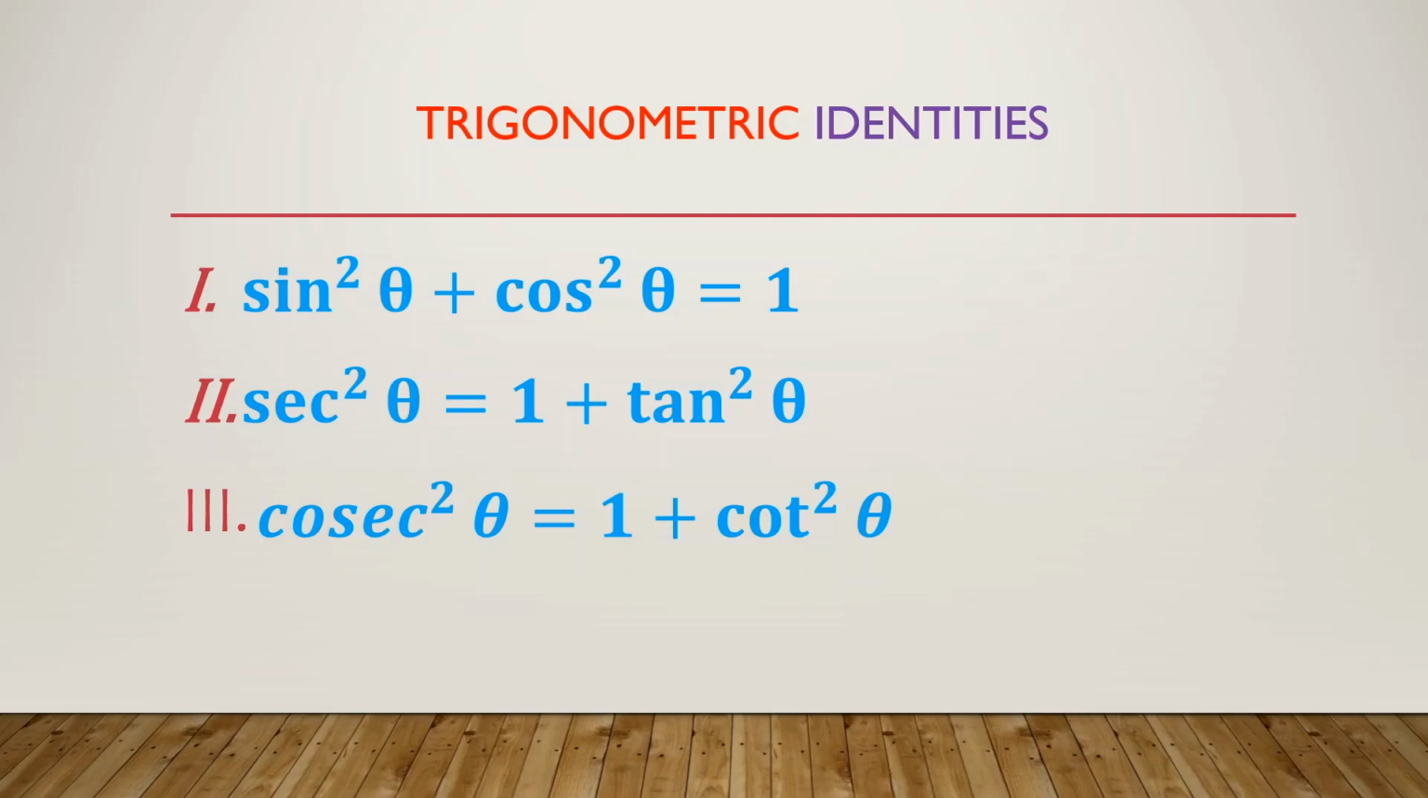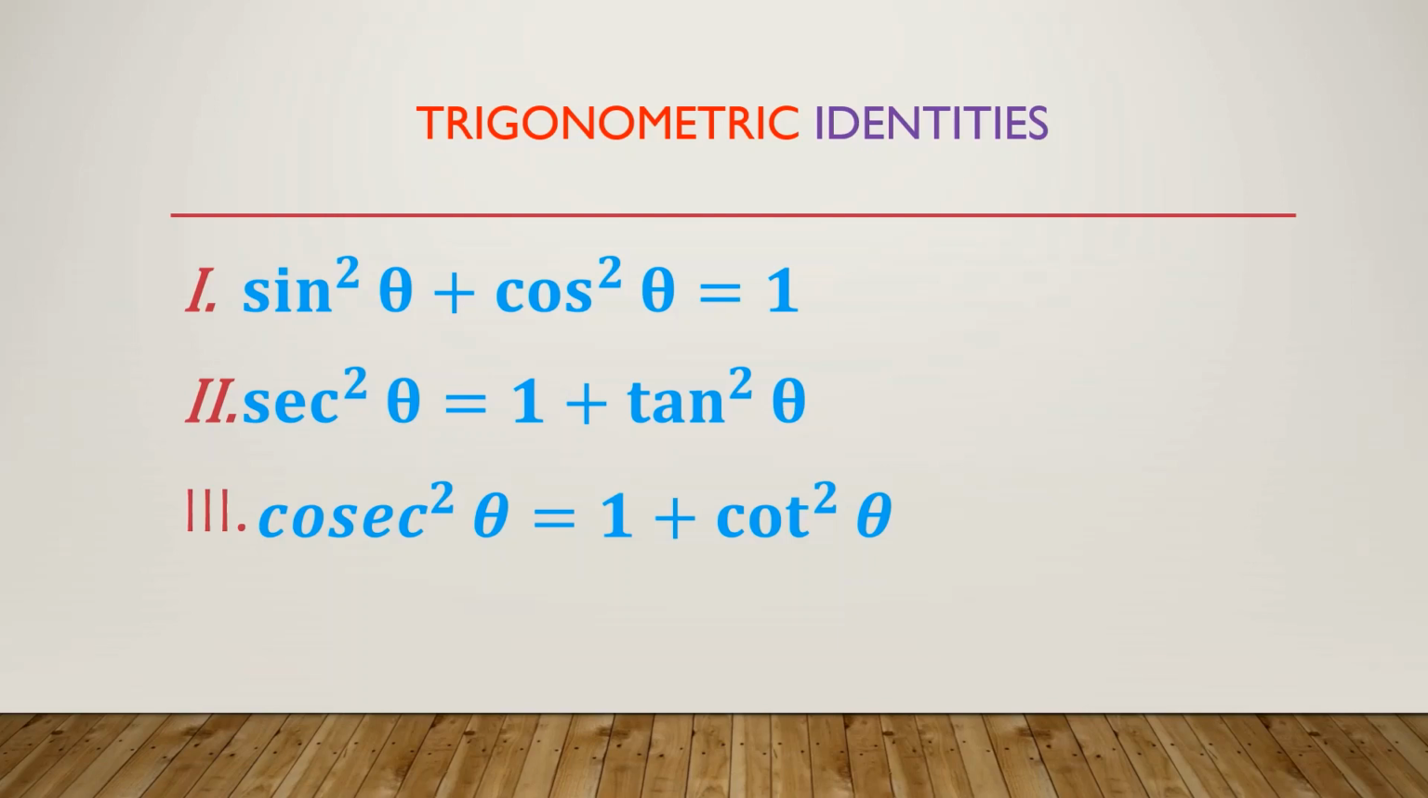Here, we can also obtain many forms of these identities. For example, if you take the first one, we have sine square theta plus cos square theta is equal to 1. It can also be written as sine square theta is equal to 1 minus cos square theta, or cos square theta is equal to 1 minus sine square theta. If you consider the second one, we can also write it as secant square theta minus tan square theta is equal to 1, or tan square theta is equal to secant square theta minus 1.